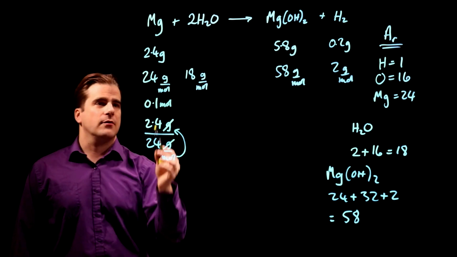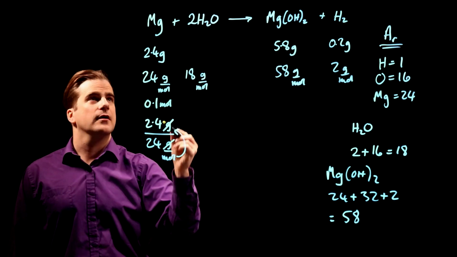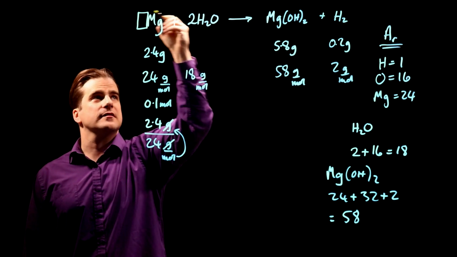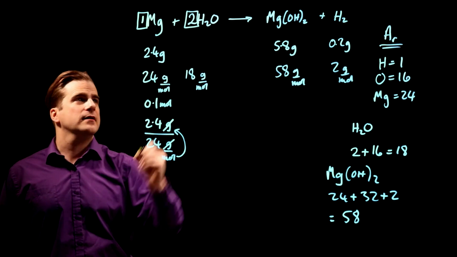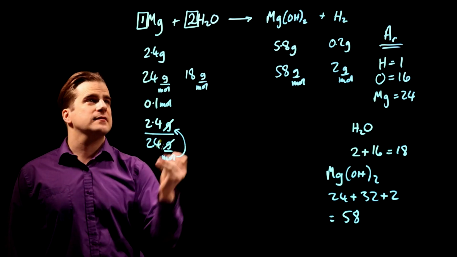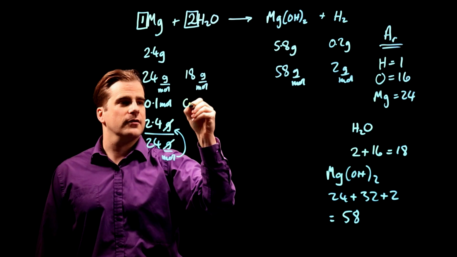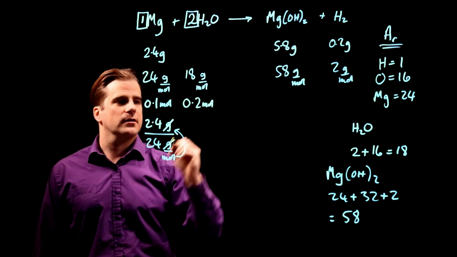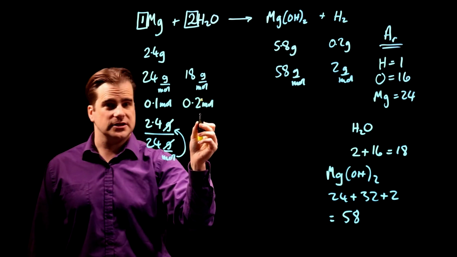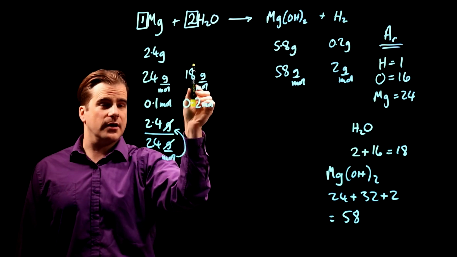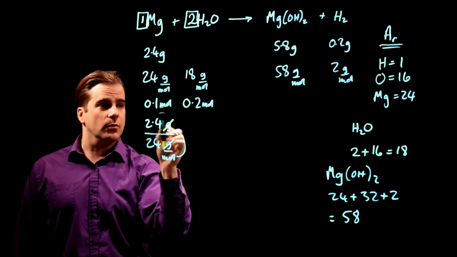Okay. Now we can work out how many moles of this we must have by looking at the big numbers. We've got 1 magnesium, invisible 1 there, and 2 waters. That means there's twice as many moles of water as there are of magnesium. So therefore we must have 0.2 moles of water. Okay? No calculations necessary. From going from one column to another, you look at the big numbers to work out the molar ratio. It's 1 to 2, 1 to 2.